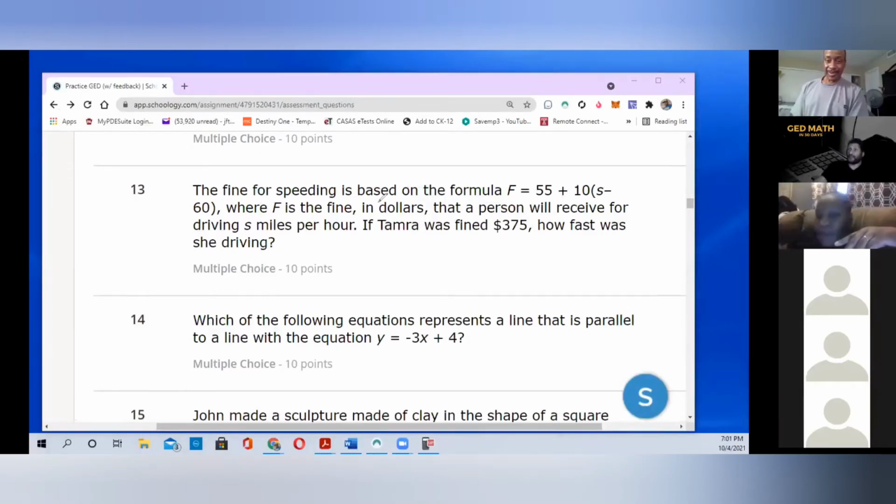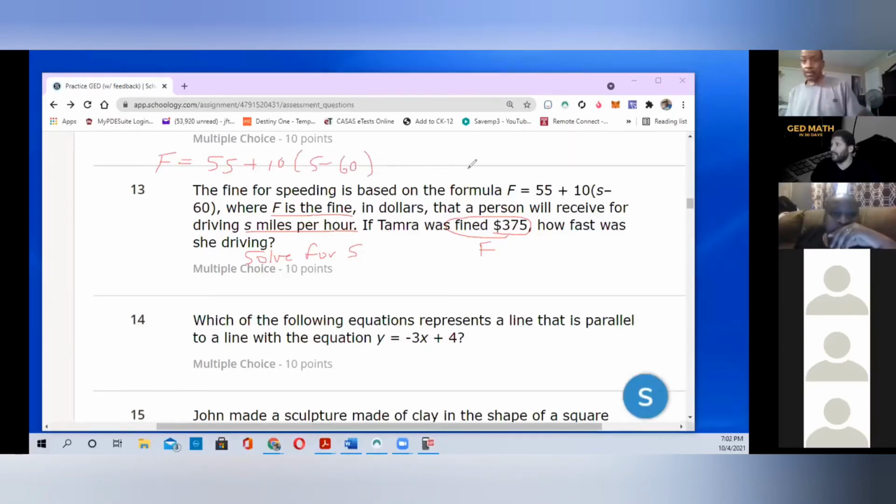Watch this. The fine for speeding is based on a formula. F equals 55 plus 10 times, in parentheses, S minus 60, where F is the fine that a person will receive for driving S miles per hour. If Tamara was fined $375, so that means they're giving you F. How fast was she driving? So they want you to solve for S. So let me write this down. F equals 55 plus 10 times S minus 60. And then the fine, F, is equal to 375.